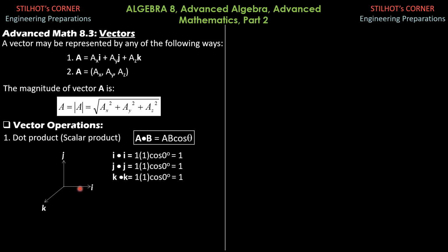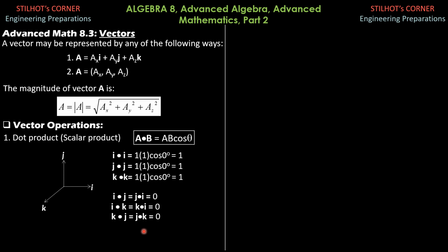However, dotting i with another unit vector is 0 because the angle between them is 90 degrees and cosine of 90 degrees is 0. So i dot j is j dot i, it is 0. So it is commutative also. That product is commutative, so it is 0. i dot k is k dot i, it is 0. j dot k is equal to k dot j, 0. That's it for that product.